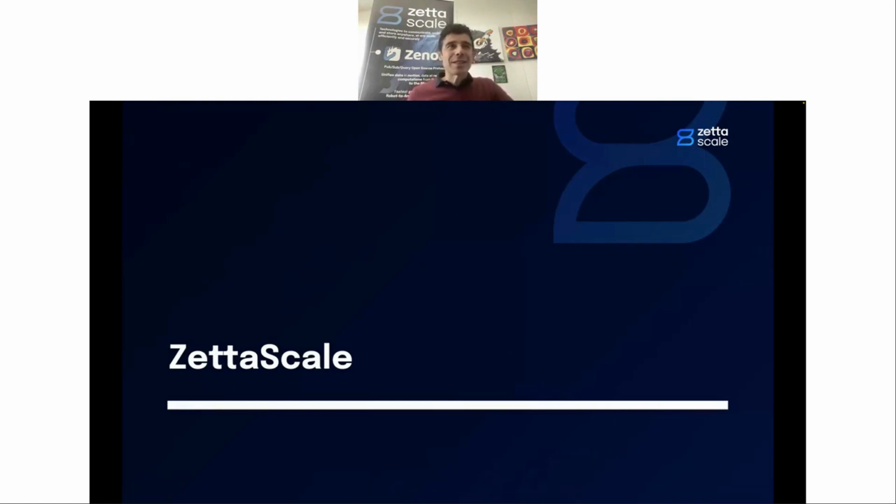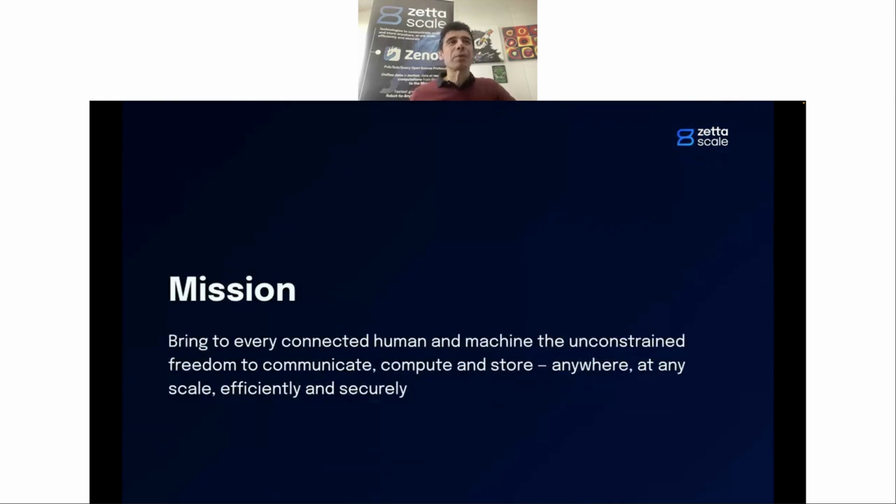And what is our mission at Zeta Scale? Well, the mission is very simple. Our mission is to bring every connected human and machine the unconstrained freedom to communicate, compute, and store anywhere, at any scale, efficiently and securely. Where efficiently means efficient in data, with little bandwidth, and efficient in energy, which, if you followed us, we've done quite a few analyses on the energy impact of communication, and now Zenoh can also help on that.